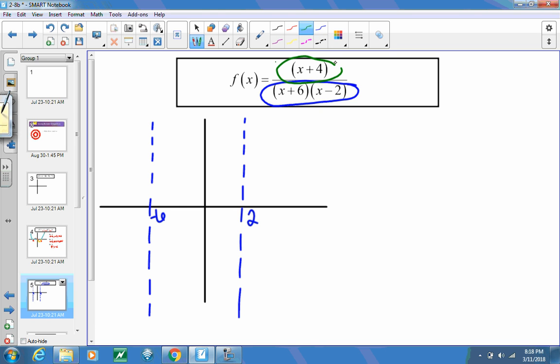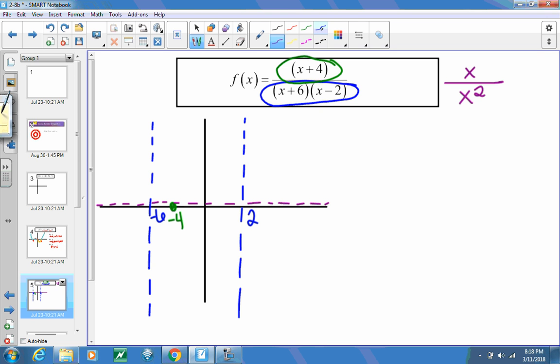I see that I have a 0 at -4, so I can go ahead and place a point here at -4. As far as my horizontal asymptote goes, if I look at my leading terms here, I've got x in my numerator, and then I'm going to have x squared in my denominator. So that tells me that the x-axis is going to be my horizontal asymptote, since there's the larger power in the bottom.